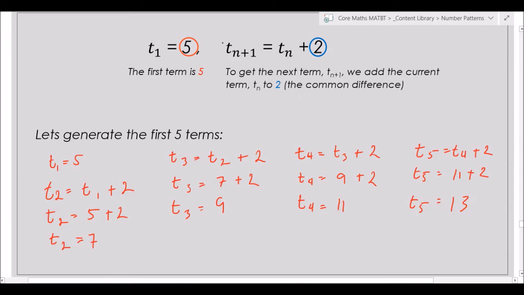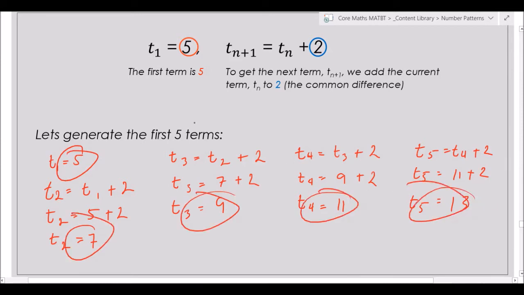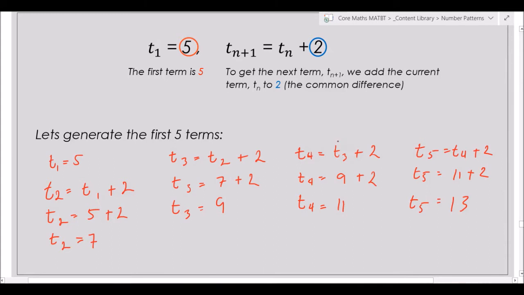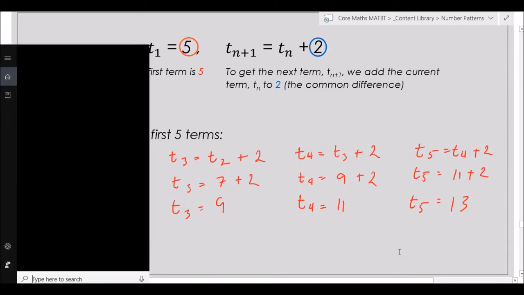Now you might be tempted to just write down the numbers 5, 7, 9, 11, and 13, but you need to show the working out for it. And this is how you show it. You must show the working out in this manner. Okay, let's keep going.